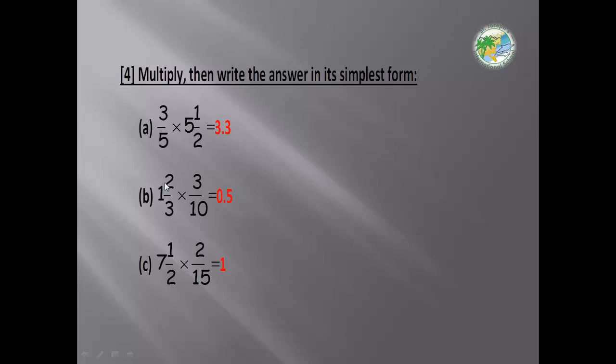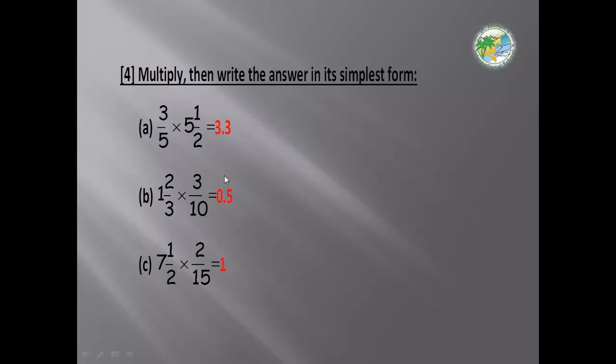Another example. Here a mixed number and a fraction. Change the mixed number into a fraction. How? 3 times 1 is 3, plus 2 is 5. Then 5 over 3. So the mixed number changes into 5 over 3. If here there are two numbers that are the same, we can cancel or go together. So the answer will be 5 over 10, 0.5.